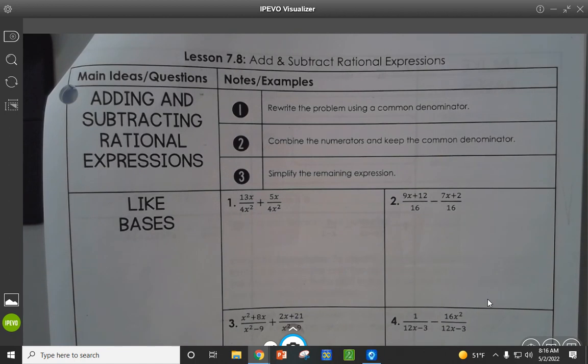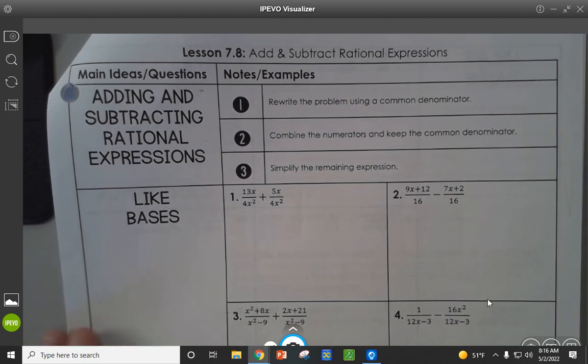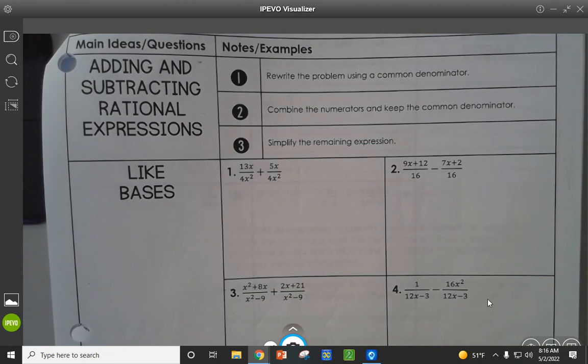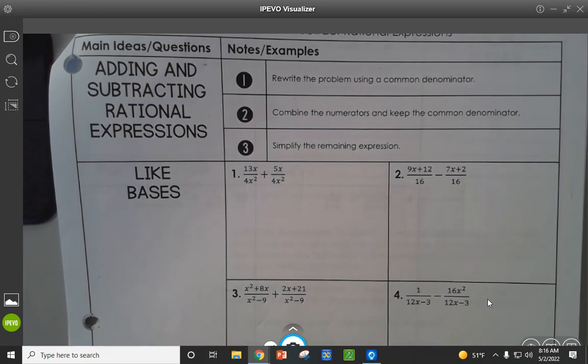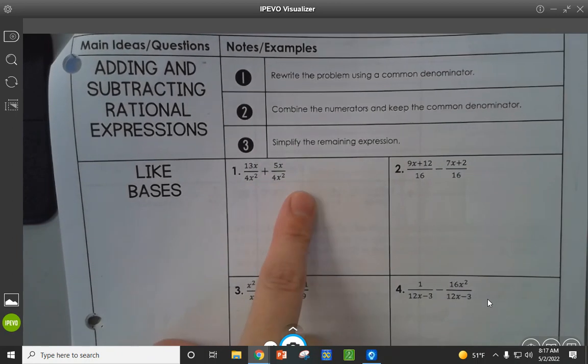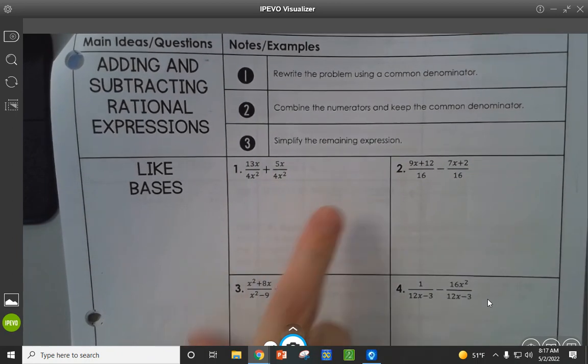So the same rules apply as when you're adding and subtracting regular fractions. You have to have like bases or like denominators. So we're going to check those denominators and see if they have a common denominator. If they do, it's pretty easy. If they have a like base, we combine the numerators. So you add or subtract the numerators, but your denominators stay the same. You don't add them, don't subtract them, you just carry it over.